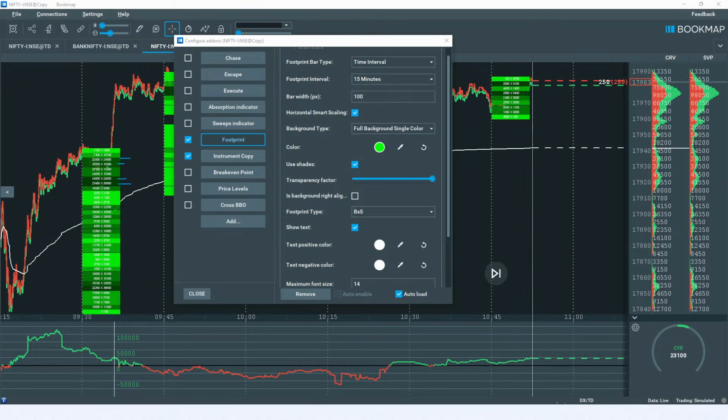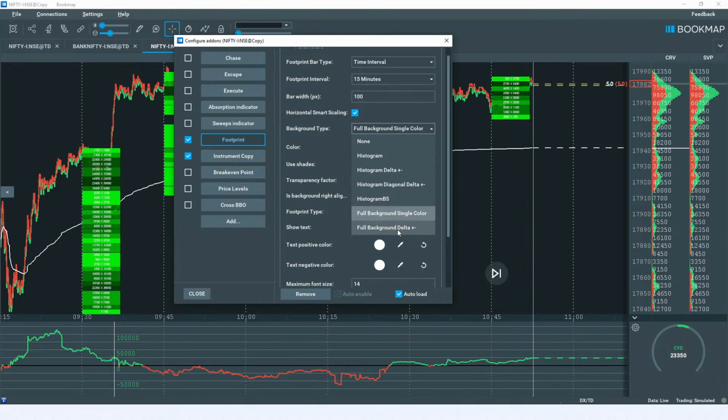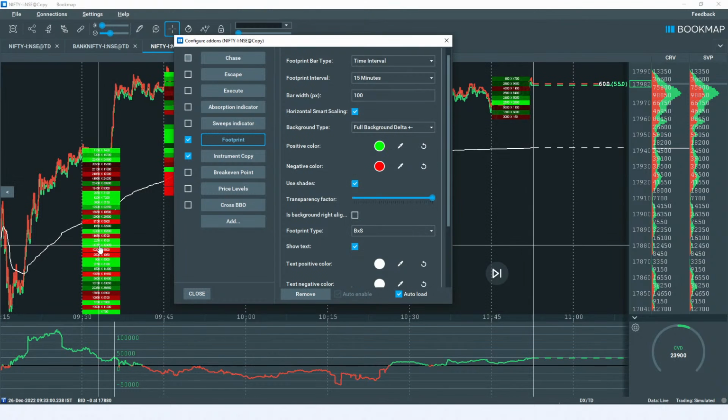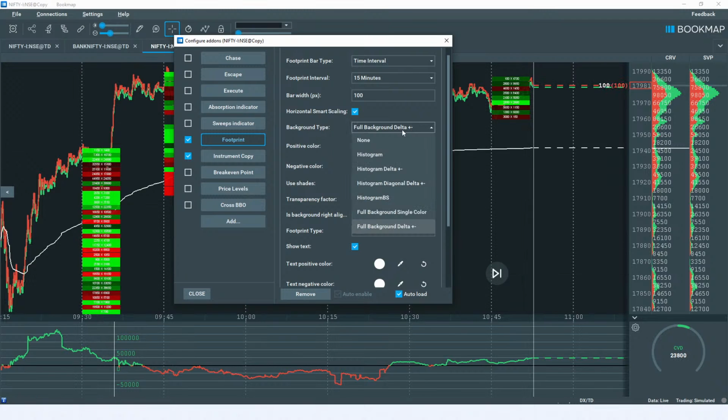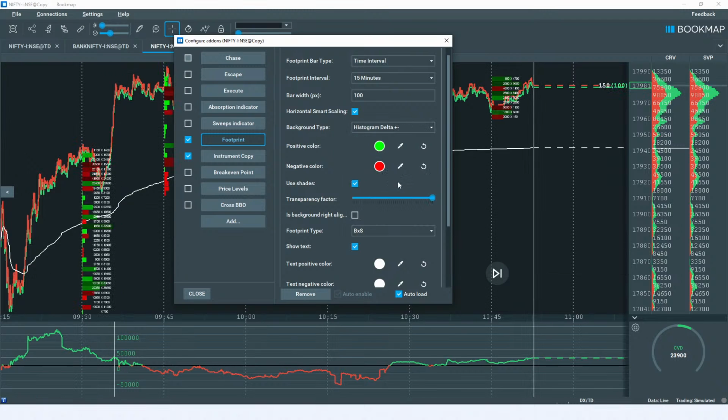In most cases, I don't use it because it will not help me to identify the information on an immediate basis. And then we have a delta plus and minus on a full bar. It is useful, but if you make it delta histogram delta plus and minus, you will be able to see the profile along with the color differentiations as well. That will help you get an immediate glance of the market the moment you look at it.